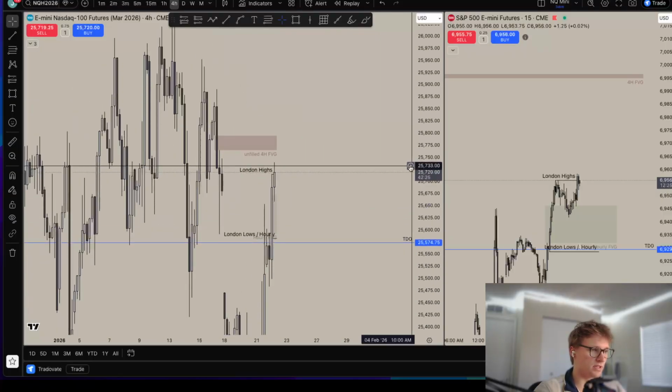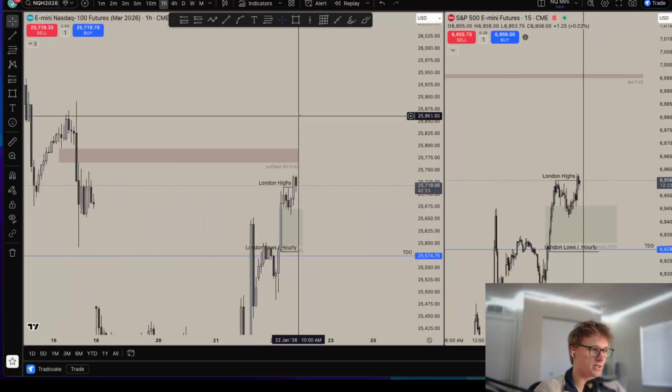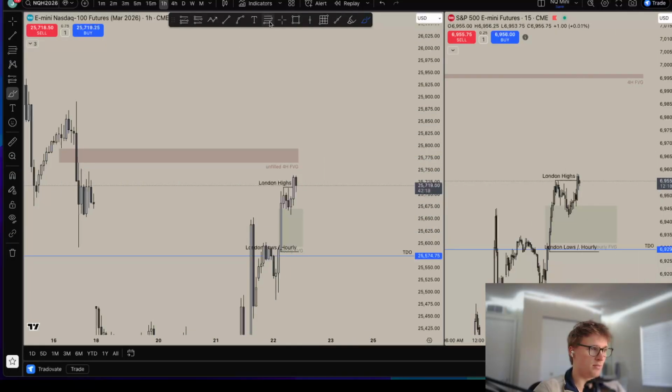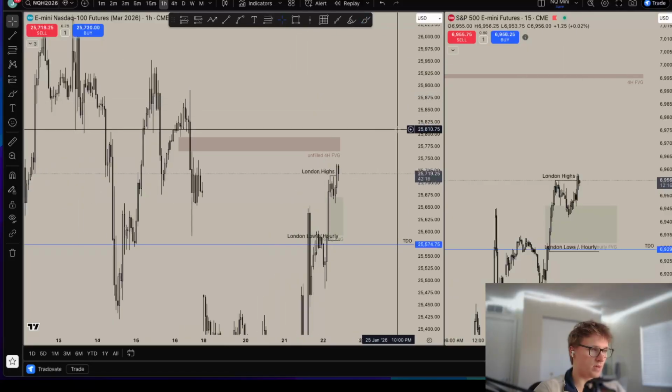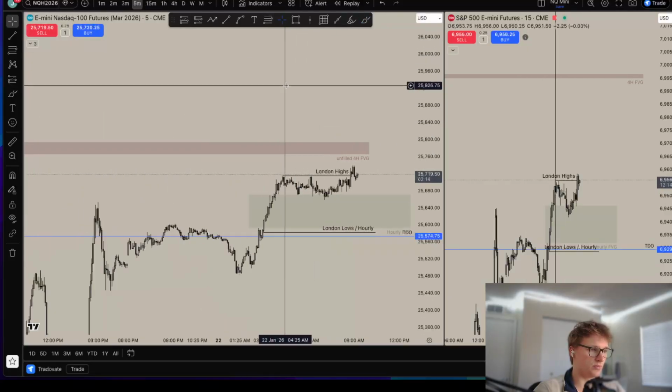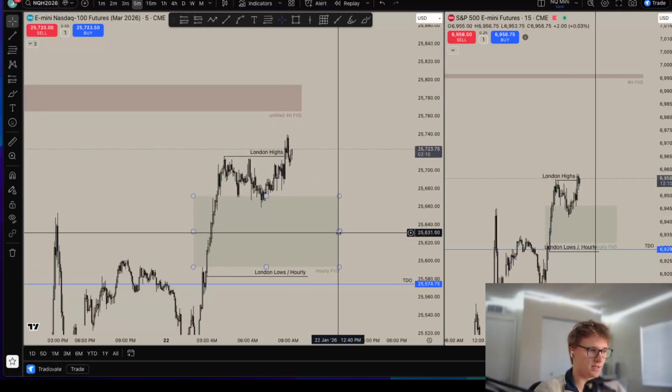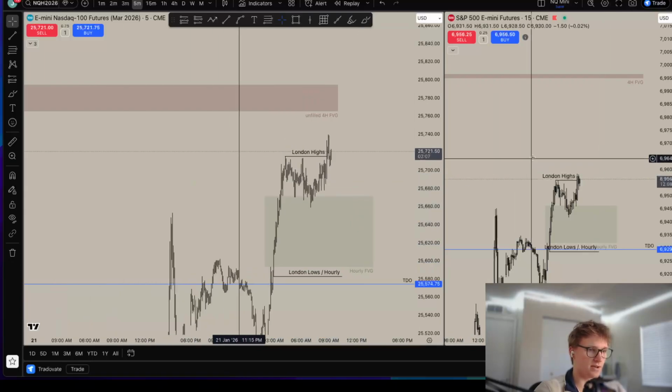I don't know. We're fully filling this new week opening gap. I think we could see us come in and fill this unfilled 4-hour gap and see a reaction from that. But overall, my bias coming into today is going to be bearish. I want to see this hourly fair value gap get rebalanced down here.